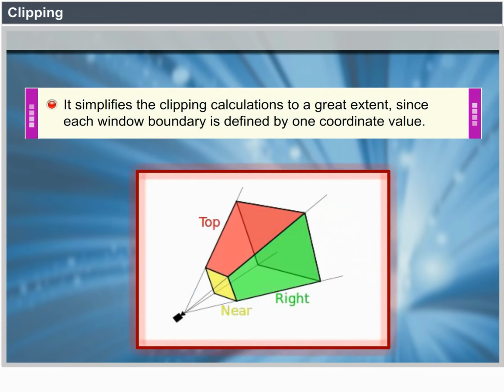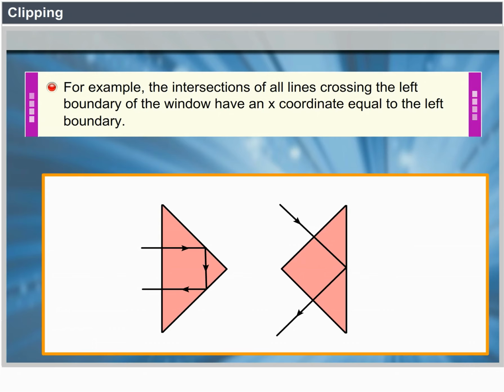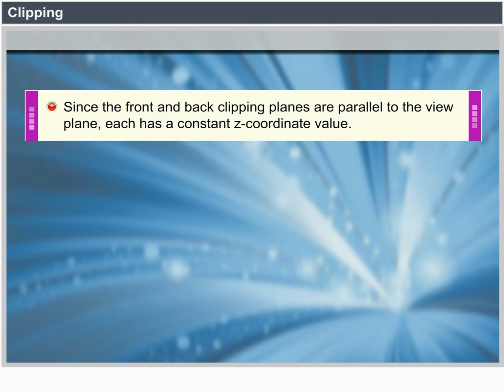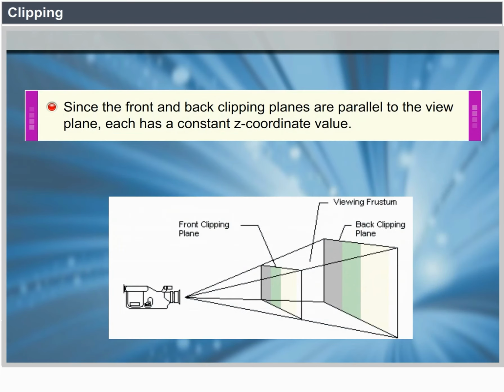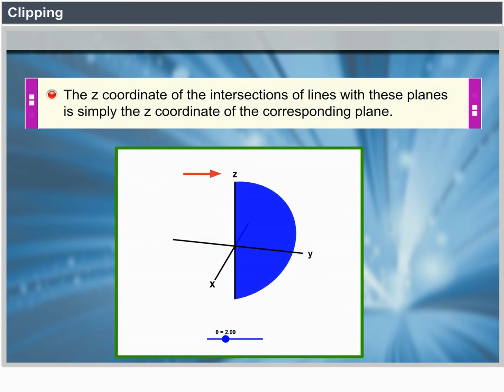This greatly simplifies the clipping calculations because each window boundary is defined by one coordinate value. For example, the intersections of all lines crossing the left boundary of the window have an x coordinate equal to the left boundary. View volume clipping boundaries are planes whose orientations depend on the type of projection, the projection window, and the position of the projection reference point. Since the front and back clipping planes are parallel to the view plane, each has a constant z coordinate value. The z coordinate of the intersections of lines with these planes is simply the z coordinate of the corresponding plane.